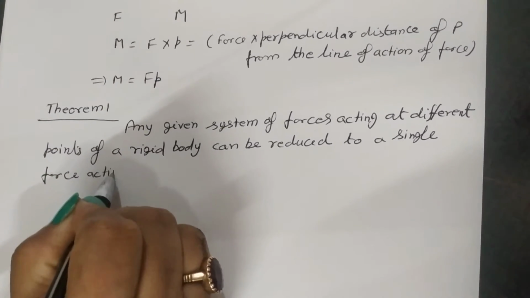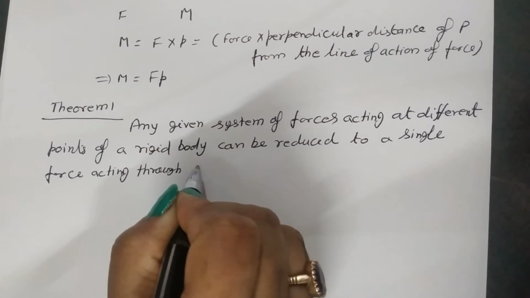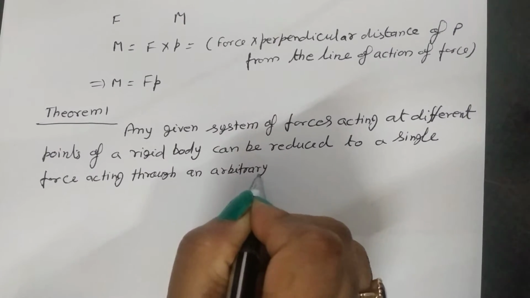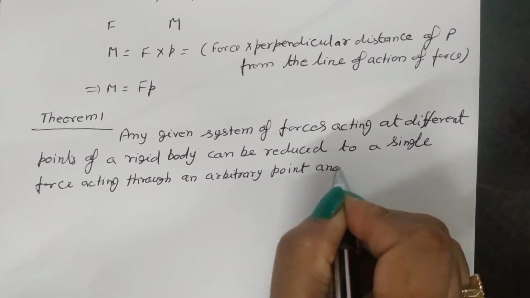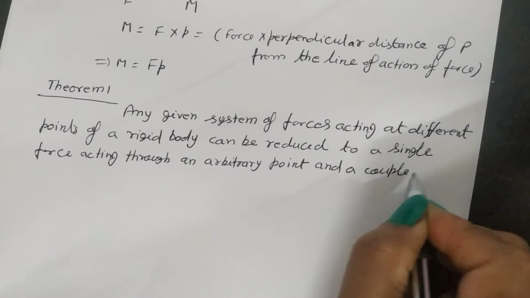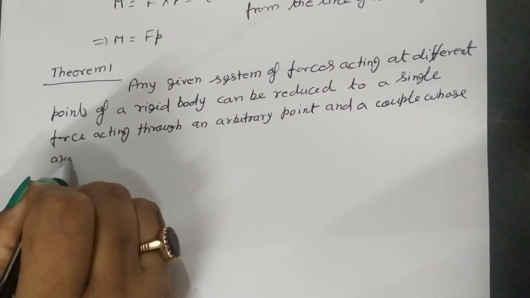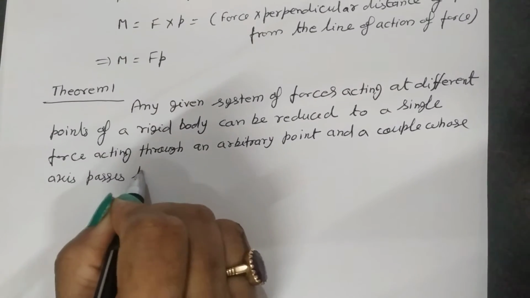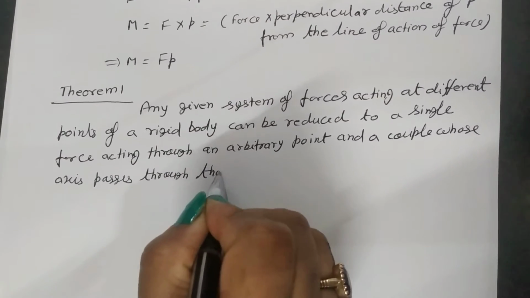acting through an arbitrary point and a couple whose axis passes through that point.